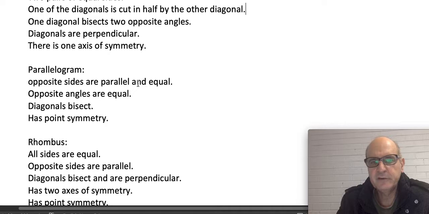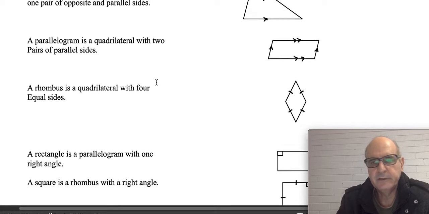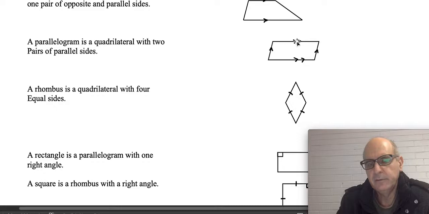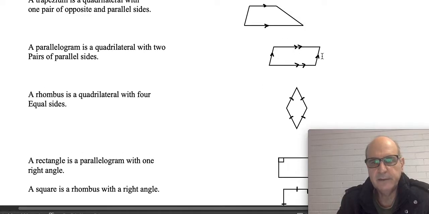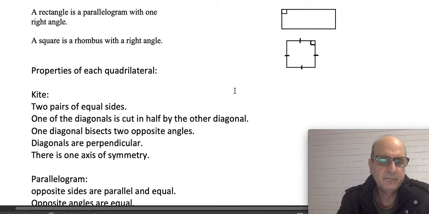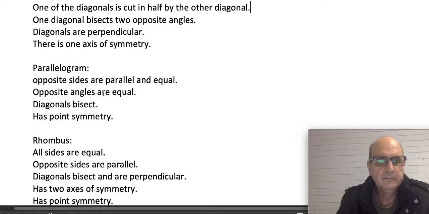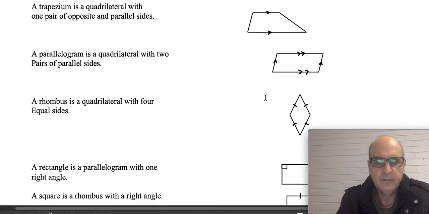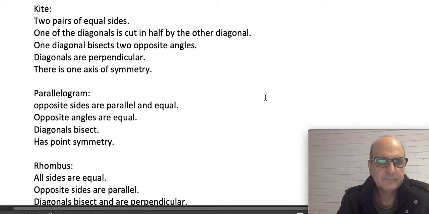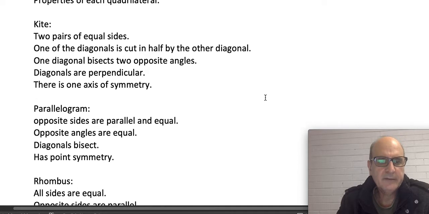Parallelogram: opposite sides are parallel and equal. So we said that opposite sides are parallel, but they are not only parallel, they are also equal. So that is equal to that, and that side is equal to that. And diagonals bisect. So when you draw the diagonals, they cut each other in half. So both of them are cut in half when they intersect. And it has point symmetry.